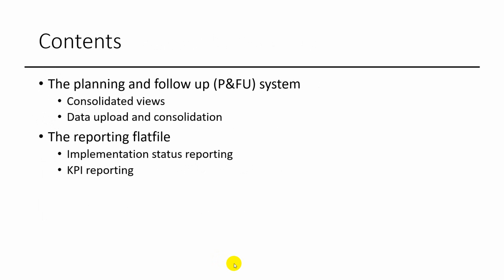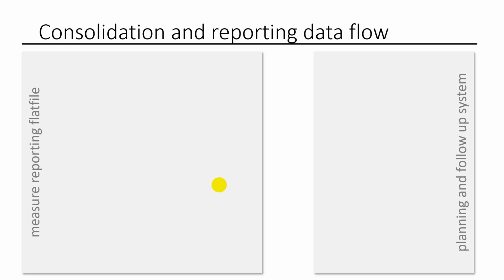How does the tool help us? Well, we will see first of all the consolidated follow-up views that are available in the planning and follow-up system. We will see how the data come into the system, and we see how the reporting file digests the data input from the measure owner and prepares that for further consolidation. One short recap, we have two parts within the tool. That is the measure reporting file and the consolidation part of it, which is in the planning and follow-up system.